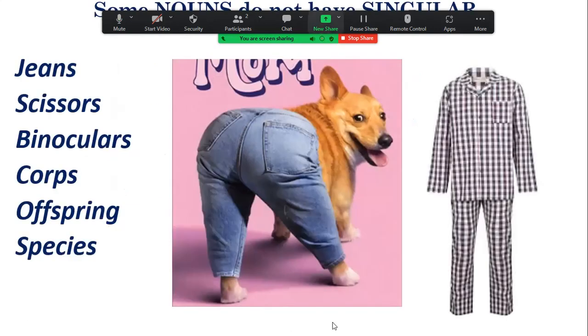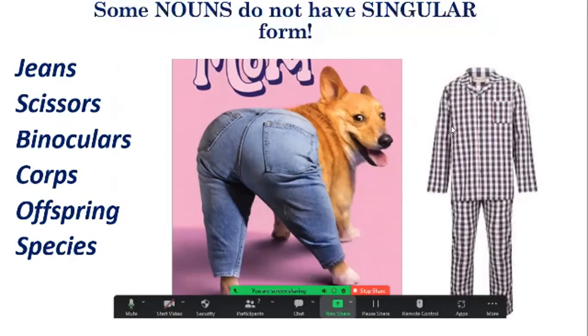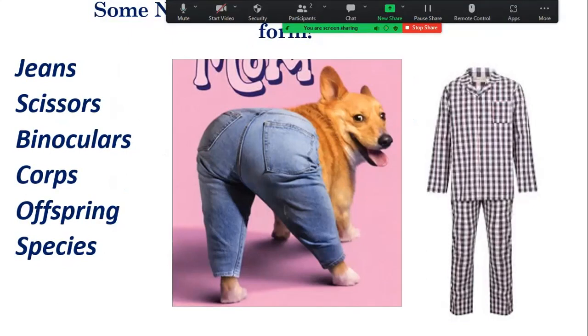Now, some nouns do not have the singular form. They always go in pairs. For example, jeans. What is that dog doing? The dog is wearing a pair of jean trousers. So, jeans, then scissors. He's just trying to make it look cute, okay? It looks very silly, not cute. Yeah, very silly actually.